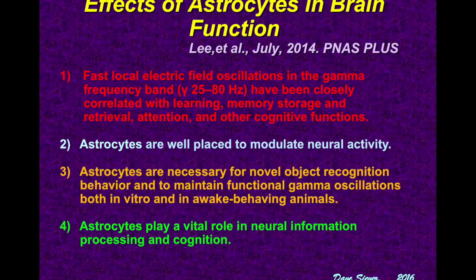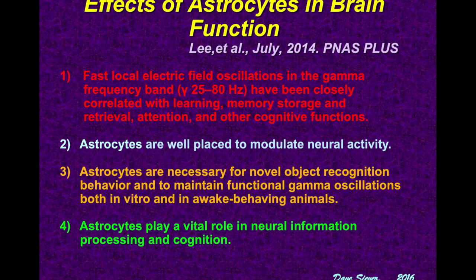Okay, now here's something that's very interesting. Beta waves in the brain have always been attributed to neuronal firing. But what has been recently learned through research is that fast local electrical field oscillations in the beta gamma frequency band from 25 hertz to 80 hertz have been closely correlated with learning, memory storage and retrieval, attention, and other cognitive functions. But what we didn't know is just how much astrocytes play a role in that frequency band.